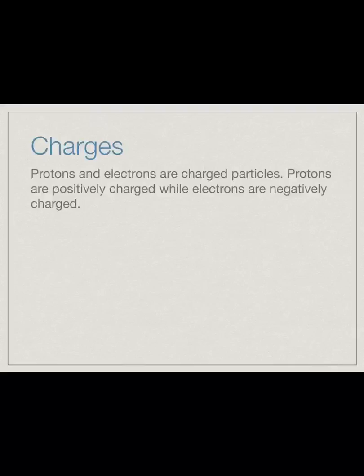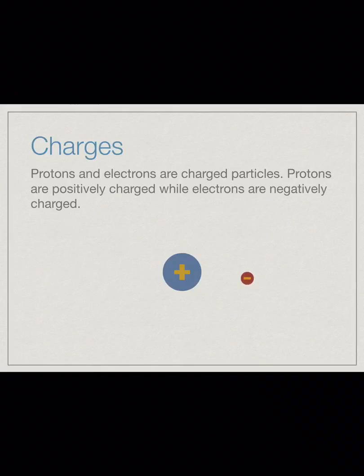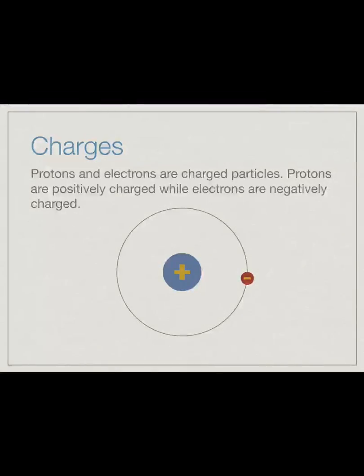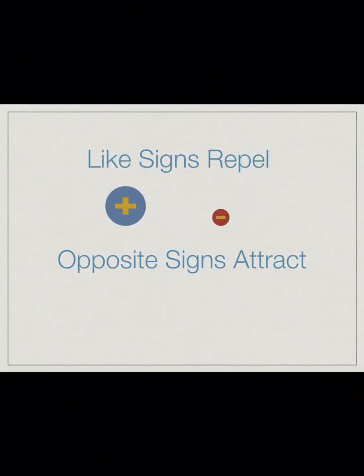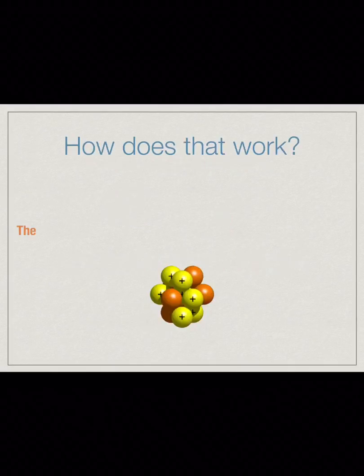Today, we will be discussing charged particles. The best examples of charged particles are protons and electrons. Protons are positively charged, while electrons are negatively charged. Typically, we see protons in the nucleus of an atom and electrons orbiting the nucleus. With charges, like signs always repel and opposite signs always attract.